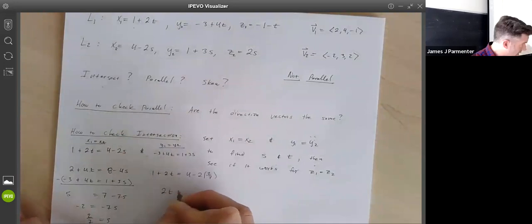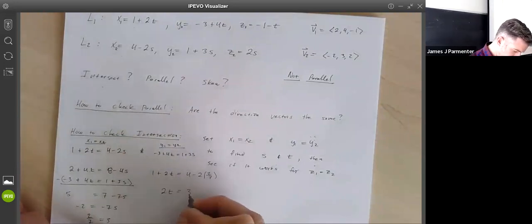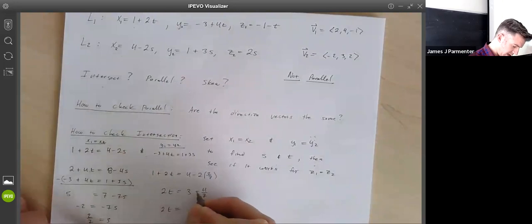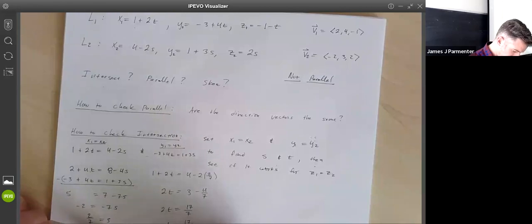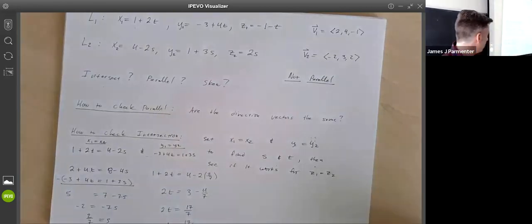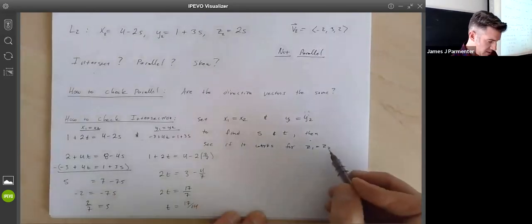So 2t equals 4 minus 1 is 3, minus 4 sevenths. So 2t is equal to 21 minus 4, so 17 sevenths. So t is equal to 17 fourteenths. So we're going to check, does that work for z1 equal to z2?